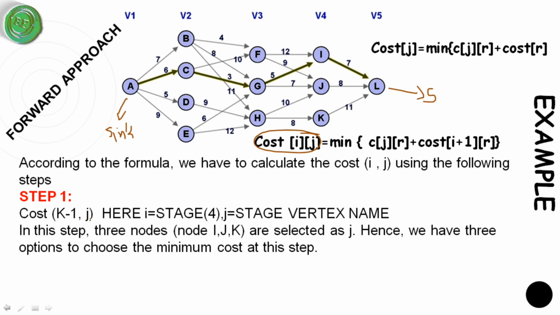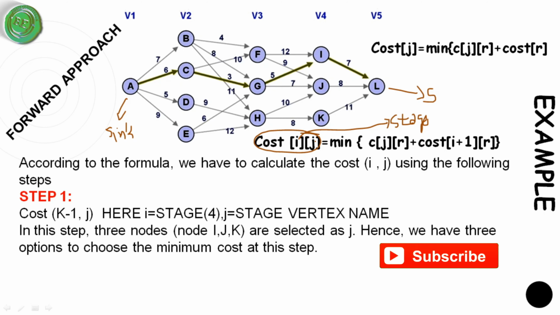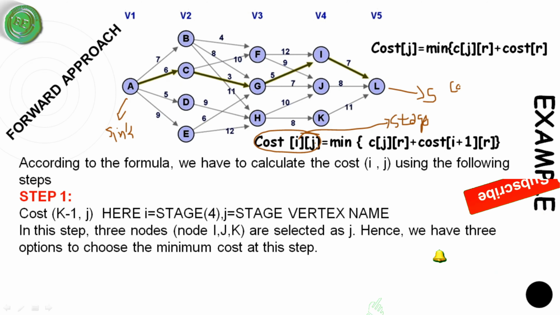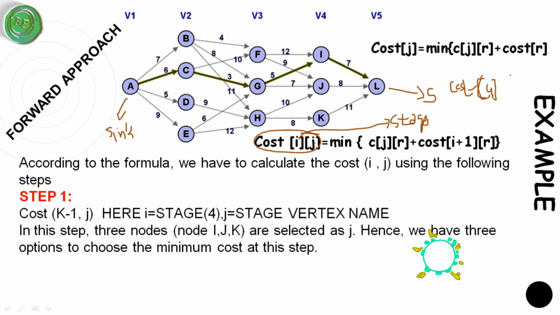Cost of k minus 1 comma j. What is i? Here i represents the stage, and j equals the stage vertex name. In a particular stage, we have a number of vertices, that means i, j and k, which are represented using small j. So cost of the fourth stage i vertex.